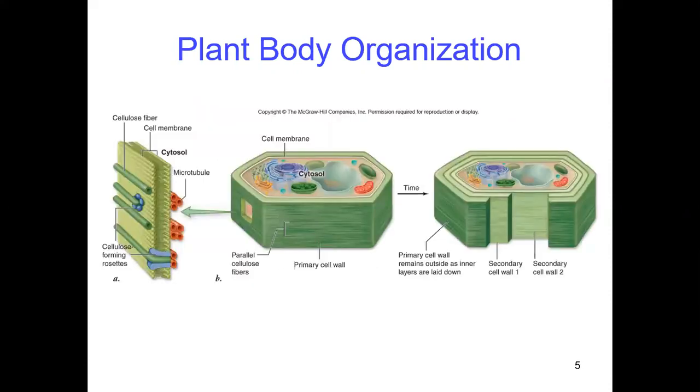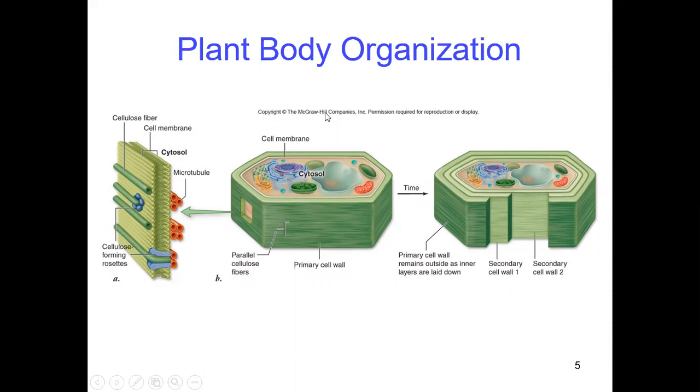Actually, these are the cells of body organization. So these are the cellulose forming rosette, cellulose fibers, cell membrane, cytosol. These are the microtubules. So these are actually the cell structure here. The primary cell wall, this is what you see here. This is the cell membrane. Inside here we can find the cell organelles as well as the cytosol. After the cell maturity, there is a formation of the wall here, the primary wall, secondary wall, like this.